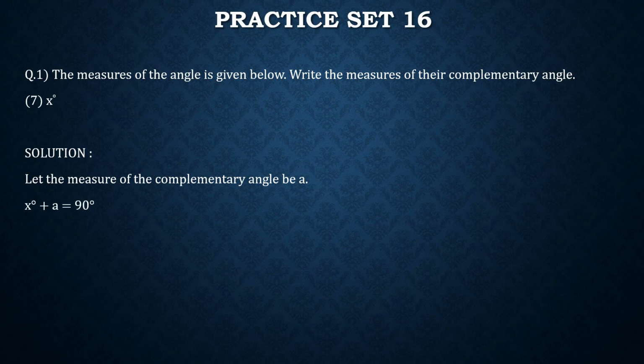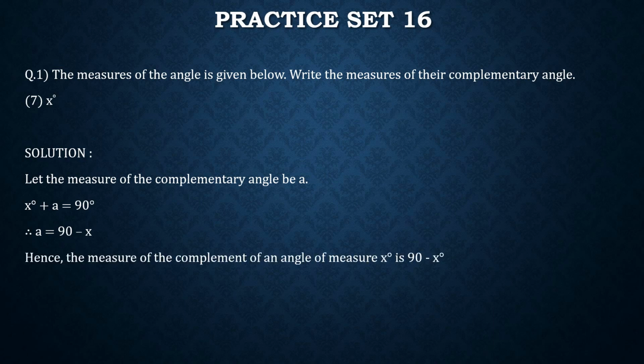X plus A is equal to 90 degrees. Since X and A are complementary angles, and we know that if the sum of the measures of two angles is 90 degrees, then those two angles are complementary angles. So X plus A is equal to 90 degrees. We have to find the value of A. So let us take X on the right hand side of the equation, so that we will have A is equal to 90 minus X. Hence the measure of the complement of an angle of measure X degrees is 90 minus X.